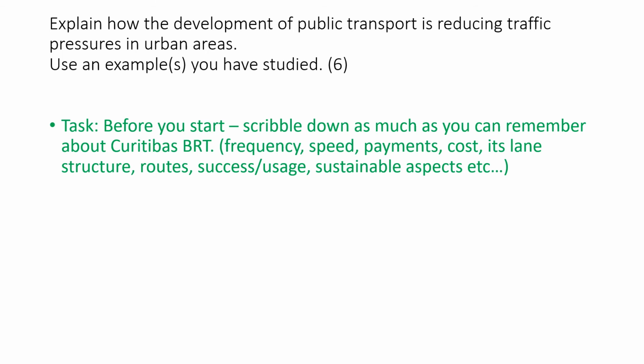The cost, it was kept cheap for everyone, regardless of the distance you were travelling, which made it great for the poorest people that lived on the edge of the cities. Its lane structure, it travelled in its own road. It did not travel on the same road as cars, therefore it never ever got caught up. The main routes were also the main arterial routes into the city centre, and they went north, west, east, and south. They went all over the city, right into the city centre and to the outskirts.